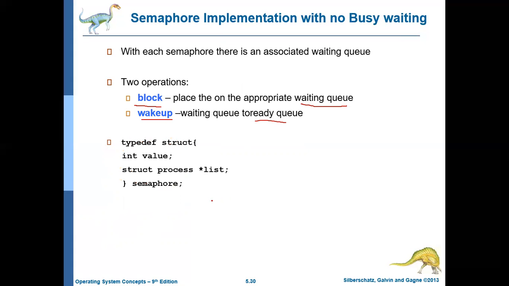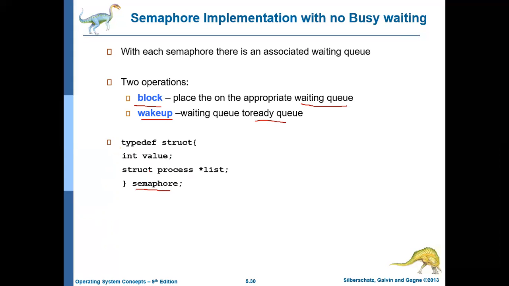So this will be actually implemented by using a linked list. Here we are defining a structure, and this structure contains two variables. One is a value of type integer, and the other one is a pointer to a particular process. This entire set, the structure variable, we call a semaphore.